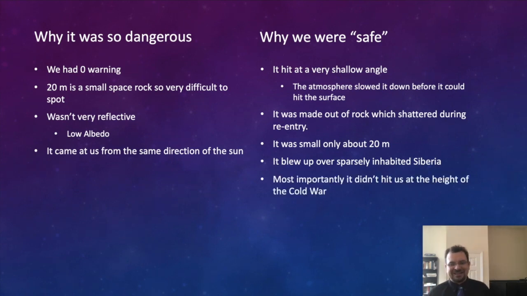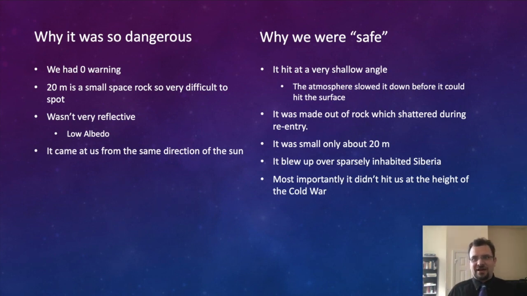And most importantly, it didn't hit us during the height of the Cold War. Because I can imagine that if this hit during like the early 80s or the late 70s at the height of the Cold War, then somebody might have seen this explosion, gone, oh my goodness, the Yankees are attacking us, and then hit the red button, and all of us are now dead in a nuclear wasteland.